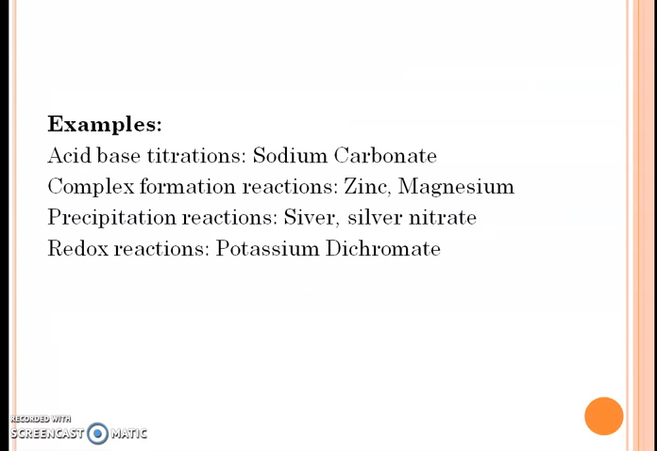Let us see some examples of primary standard. For acid-base titration, sodium carbonate. In complex formation reaction, that is in complexometric titration, often zinc and magnesium are used as primary standards. In precipitation titration, silver and silver nitrate are used as primary standard. In redox titration or redox reactions, potassium dichromate is used as primary standard.